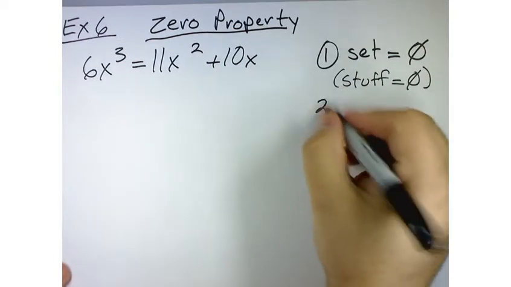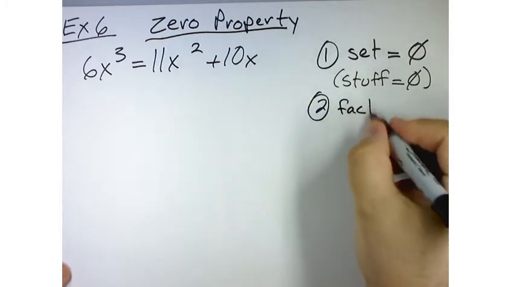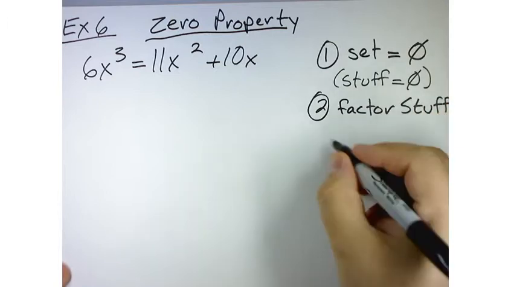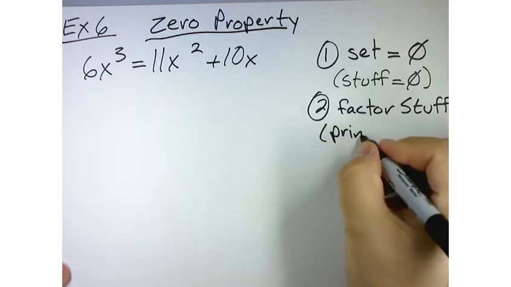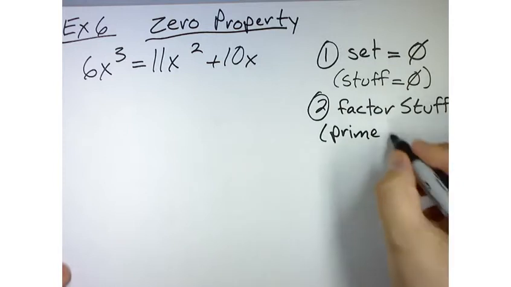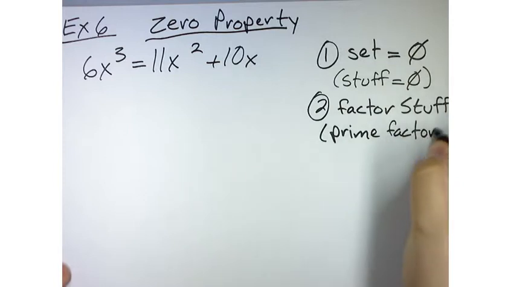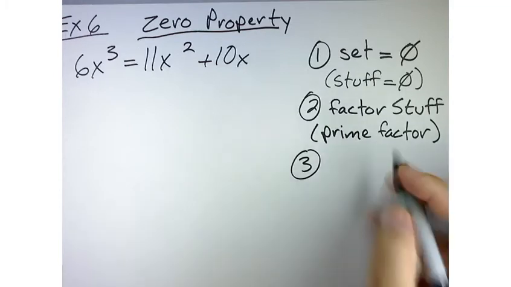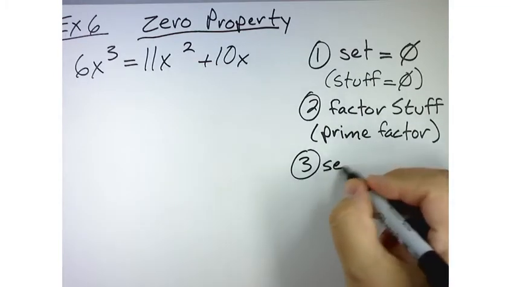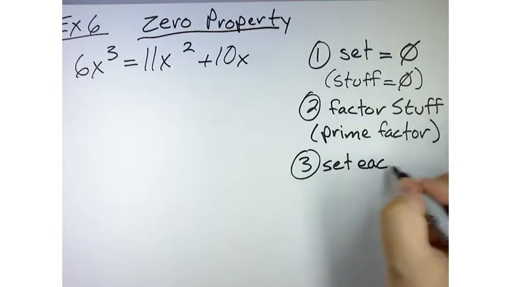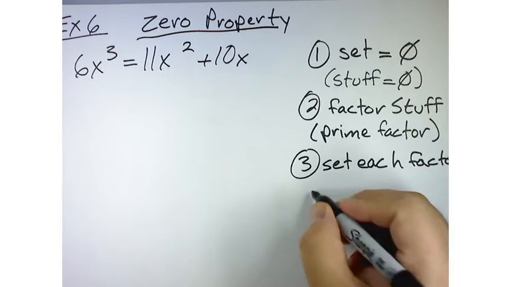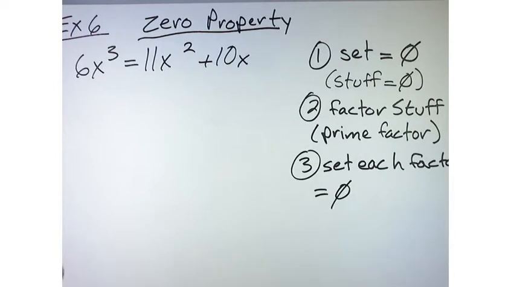Then part 2 is you're going to factor the stuff. And when I say factor stuff, there's a fancy math word we use. It's called prime factorization. Factor till you can't factor anymore. Okay? Then step 3 is pretty simple too. What you would do is set each factor equal to 0. Okay?